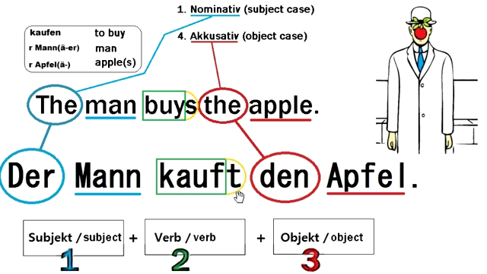And in German you have this for basically every person. So der Mann kauft. So you add the t for the third person singular. If you have the first person singular, I buy, then in German this would be ich kaufe. So that would be a different ending here.